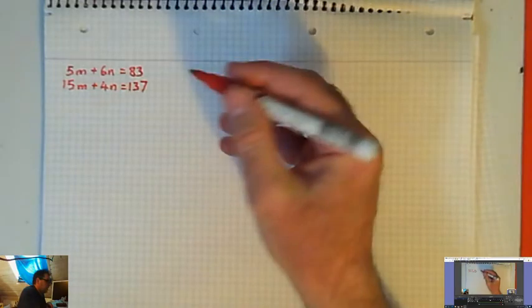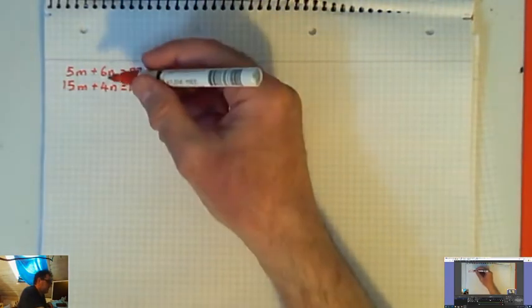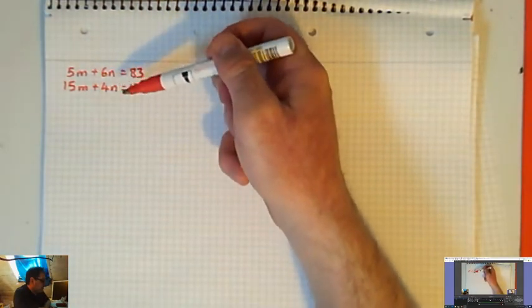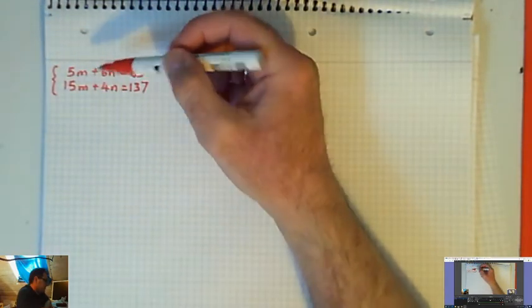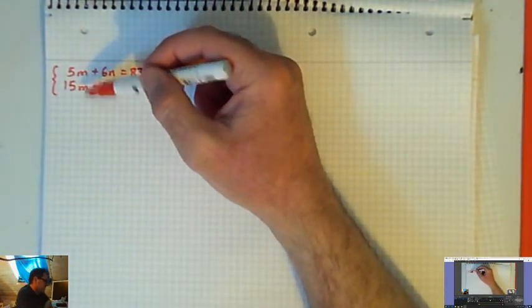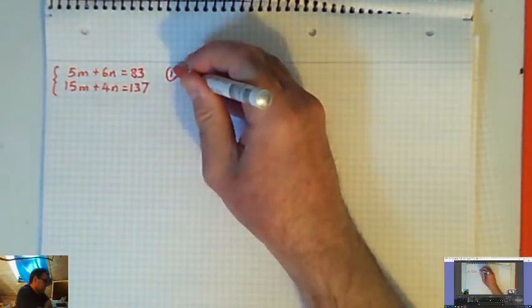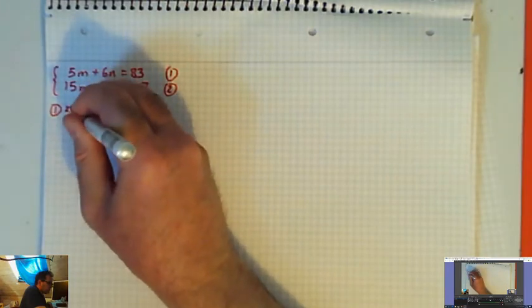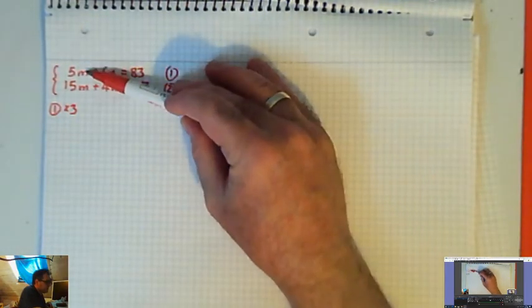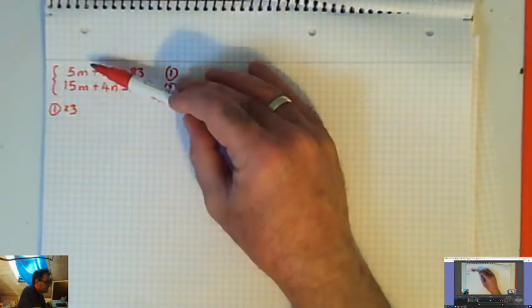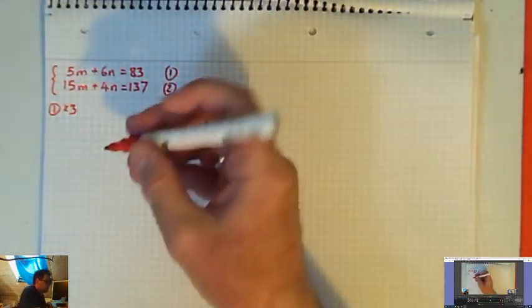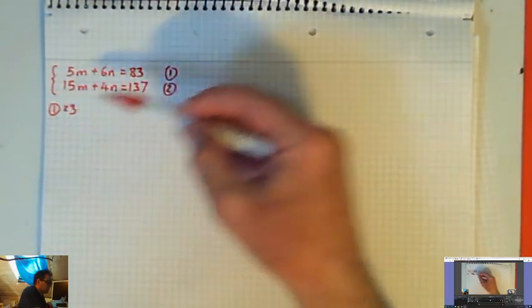There it is. Okay, so I want to multiply up either something to make the m's the same or something to make the n's the same. It doesn't really matter, except that I notice that 5 goes into 15 3 times. So if I just multiply up everything in equation 1 by 3, then I'll get a 15m there instead of a 5m, which is the same as the m I've got in the other one. So let's do that. Everything in equation 1 times 3.